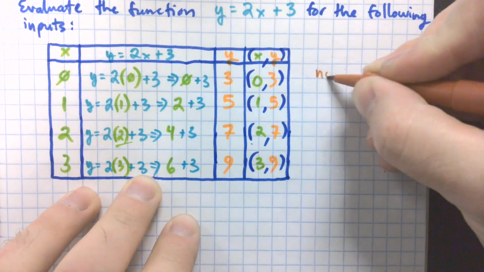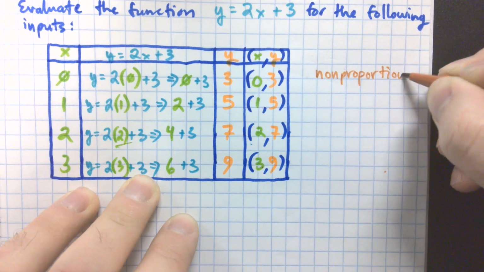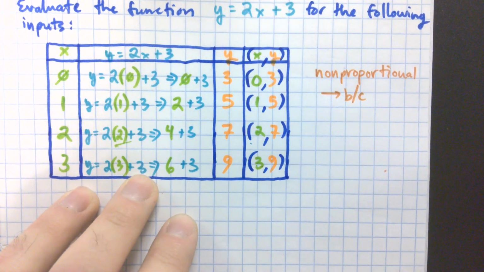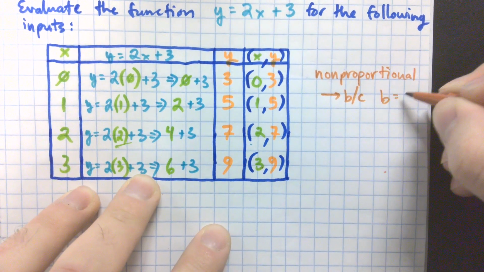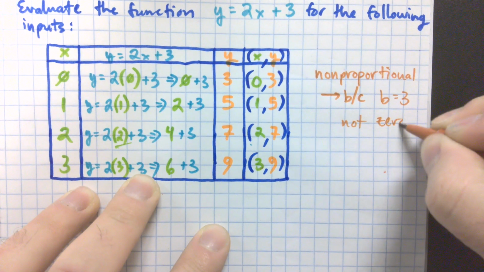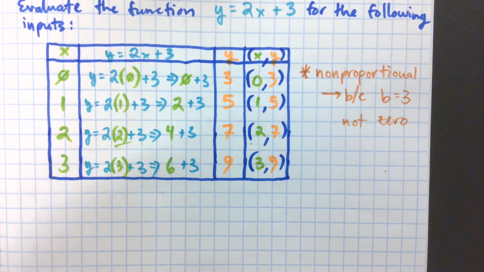This is non-proportional because b is equal to 3, not 0. Non-proportional.